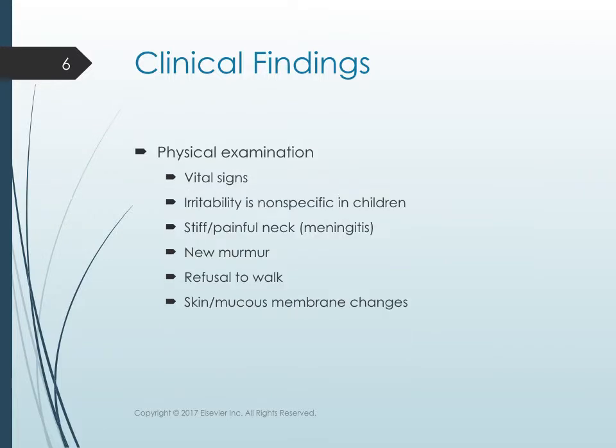Physical findings: a complete physical exam will be done, including vital signs. Irritability is very nonspecific in children, but it's notable. A stiff or painful neck is associated with meningitis. A new murmur may be associated with cardiac infection or fever, flow murmur. Refusal to walk can be associated with a synovitis or a septic joint. And frequent skin changes or mucous membrane changes are associated with particular viruses or bacterial infections.